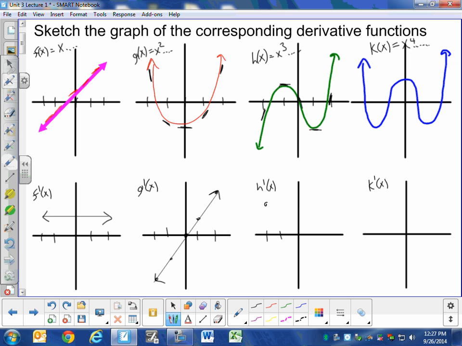Positive slope, a 0 slope, a negative slope, a 0 slope, positive. Should all be able to do this. Just look up to check. Yeah, it's curvy.